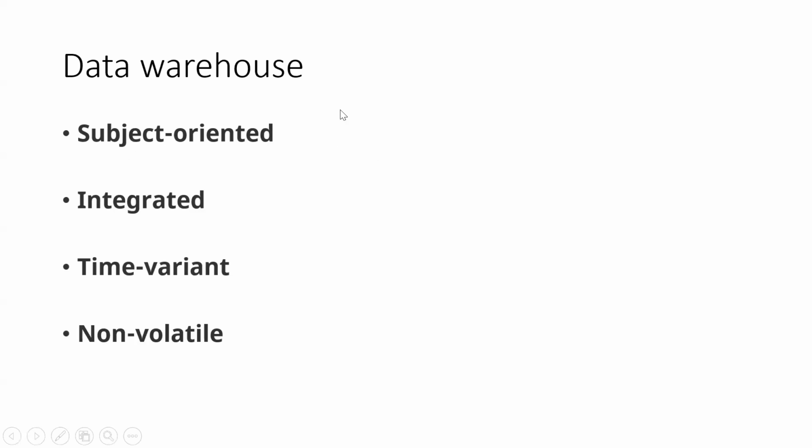A data warehouse can be subject oriented. It should be integrated in nature. Data can be time variant, so we have to store the historical information as well. We cannot delete the historical information. I can check the history data from there as well. Non-volatile: the data cannot be erased.